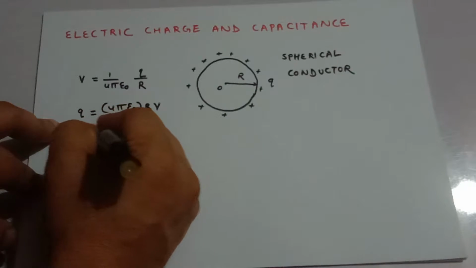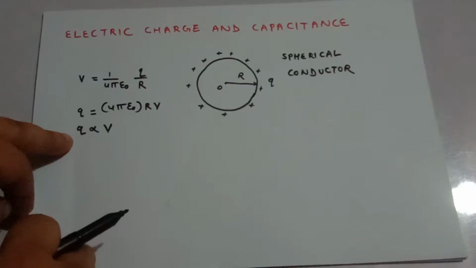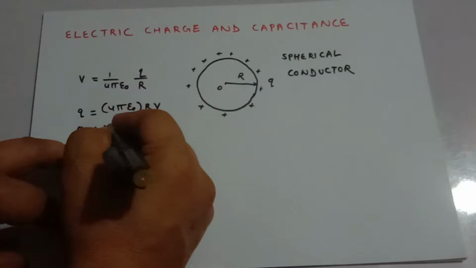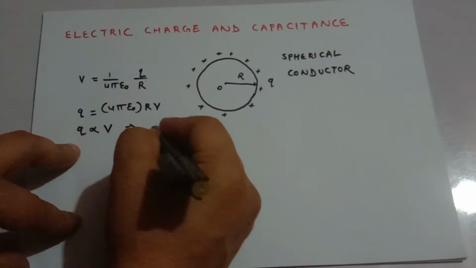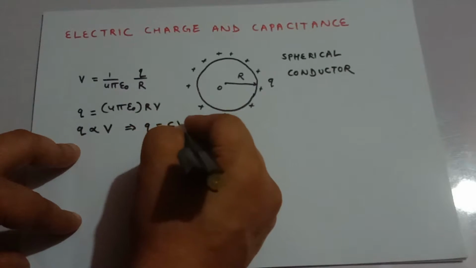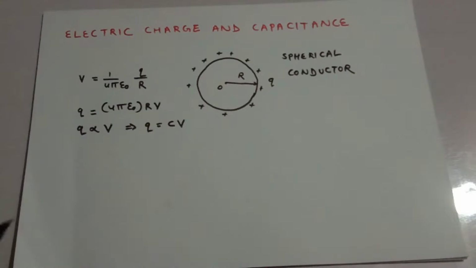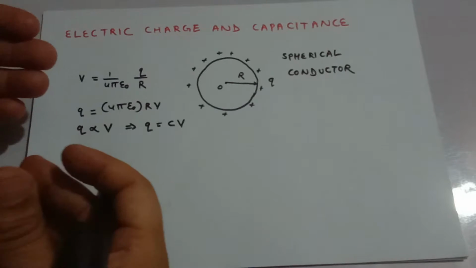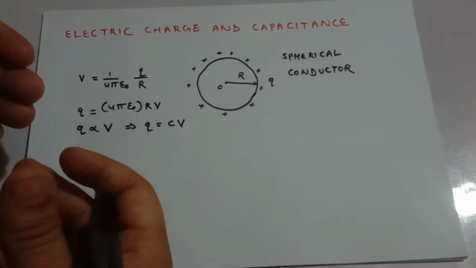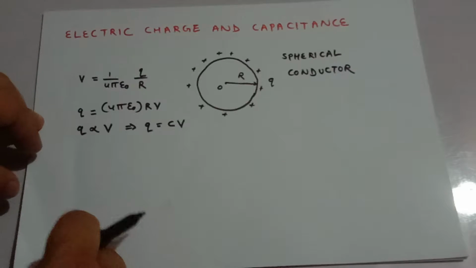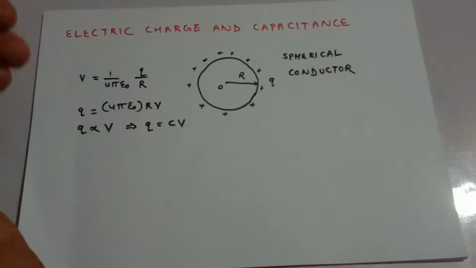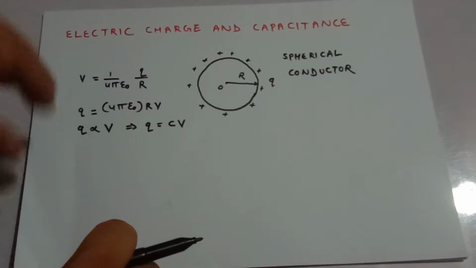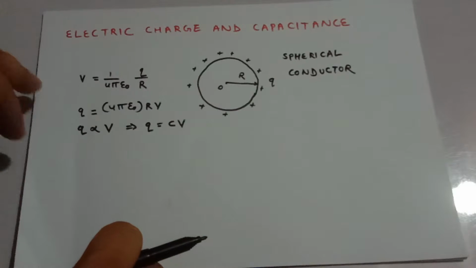And Q is directly proportional to potential, that we know: as the charge of this particular sphere would increase, potential would also increase. So if you replace this proportionality sign, you will get a constant, and that constant is C. This C basically is the capacitance. Capacitance of any conductor or a particular body can be defined as the capacity to hold the charge. That is the ability of a particular conductor or any body to hold a particular amount of charge. That capacity is called the capacitance.